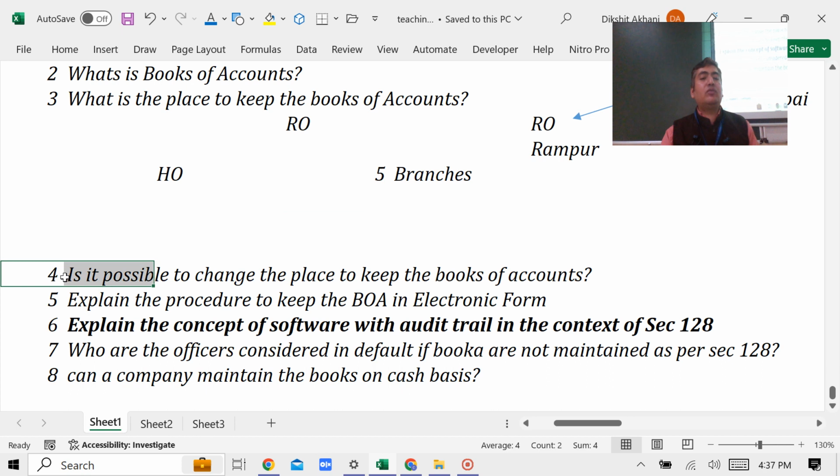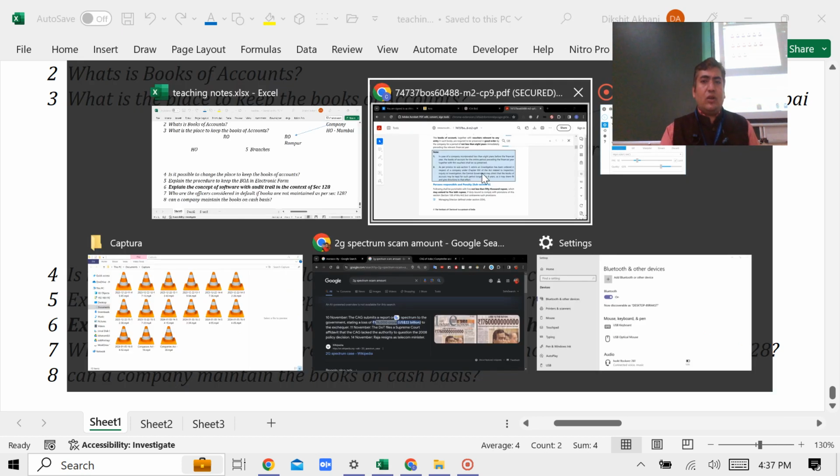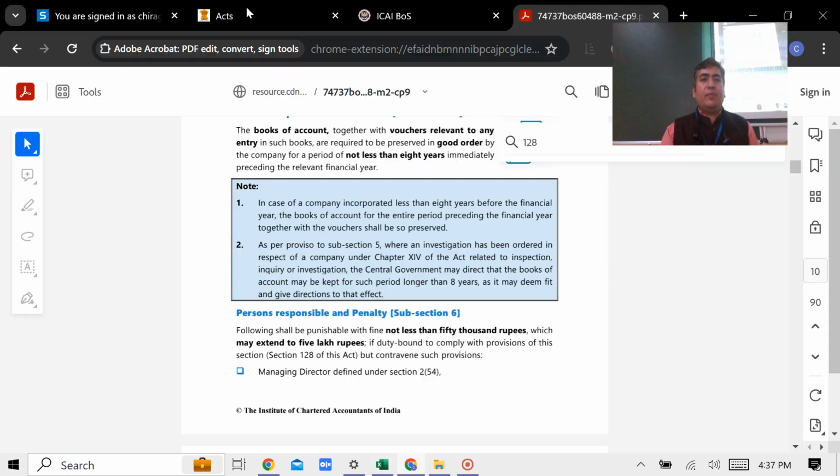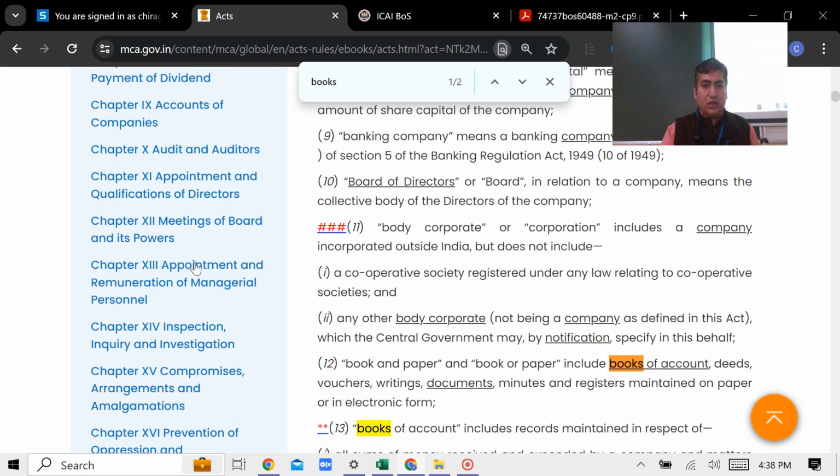So that's why we have the fourth question. Is it possible to change the place to keep the books of accounts? Answer to that question is absolutely yes, it is possible. So what you need to do is simple. You have to pass board resolution, and inform to ROC. That's all. Okay, that's all. So if you read over here, it is mentioned under section 128, subsection.